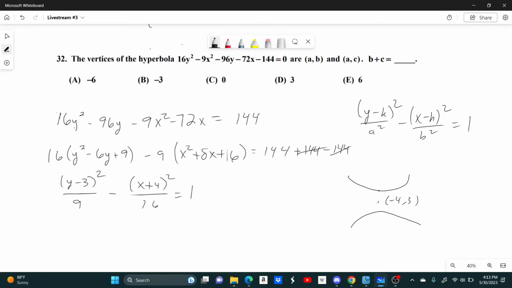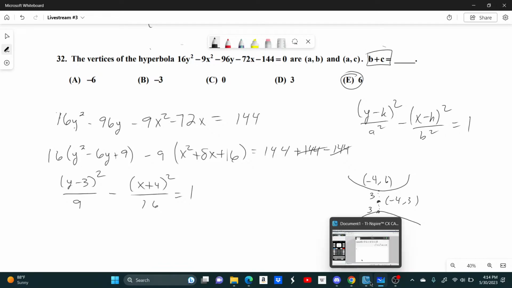And then my vertices are here, right? It's y minus k squared over a squared. This a basically tells you the distance from the center to the vertex. So my a squared is 9, and so the distance between these two is 3. One of these points will be at negative 4, 6, and one of these points will be at negative 4, 0. And so if I'm looking for b plus c, 6 plus 0 gives you 6.